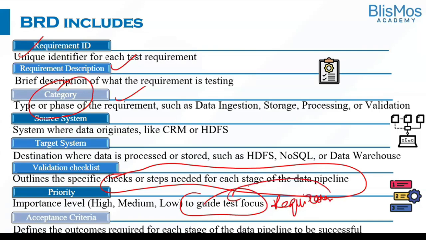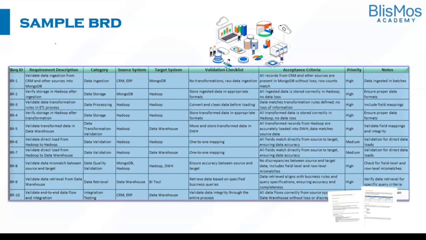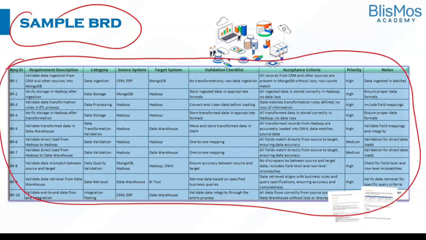And it also provides the acceptance criteria or success criteria. One sample big data requirement document would look like this. As I already indicated, the format may differ. In this case, we are specifying it in an Excel format, but you may get this in a document format.